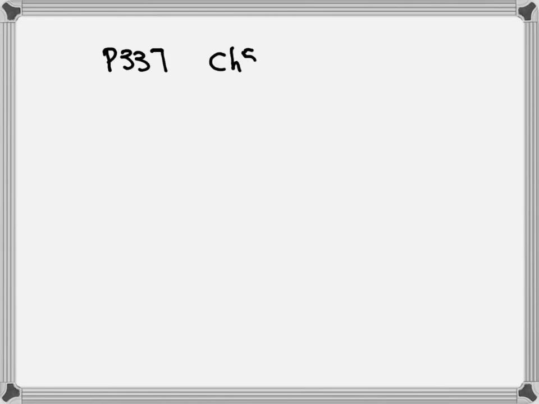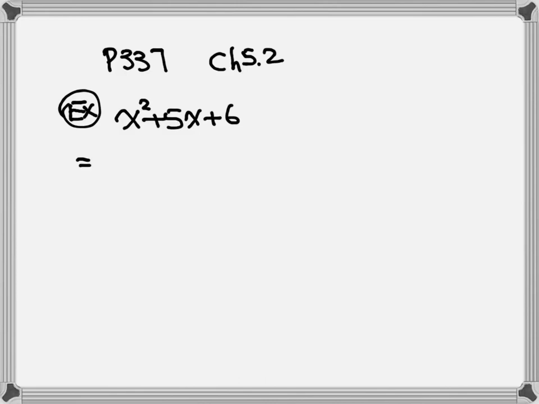Page 337, section 5.2. This section is going to factor the trinomial. Let me give you an example first. If we have x squared plus 5x plus 6, so if you know how to do it, your answer will be (x plus 2)(x plus 3). That's your answer.